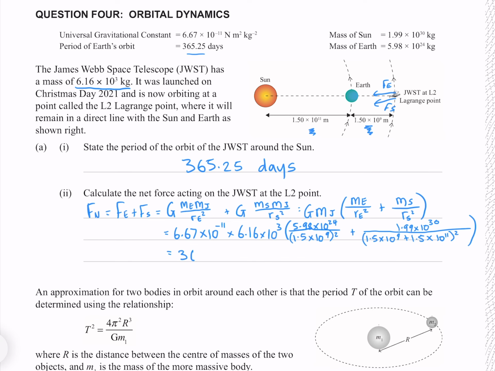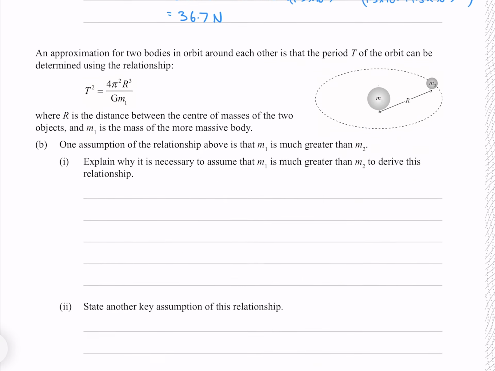Giving me 36.7 newtons to 3 significant figures. An approximation for two bodies in orbit around each other is that the period T of the orbit can be determined using the relationship here, where r is the distance between the centers of mass of the two objects, and m1 is the mass of the more massive body. One assumption of the relationship above is that m1 is much greater than m2. Explain why it is necessary to assume that m1 is much greater than m2 to derive this relationship.